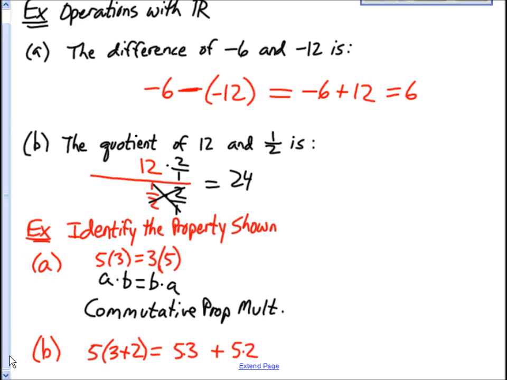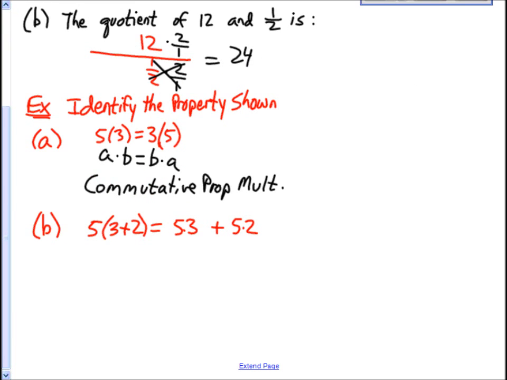Okay. Let's look down here. 5 times the quantity 3 plus 2 is 5 times 3 plus 5 times 2. So you know that as the distributive property.